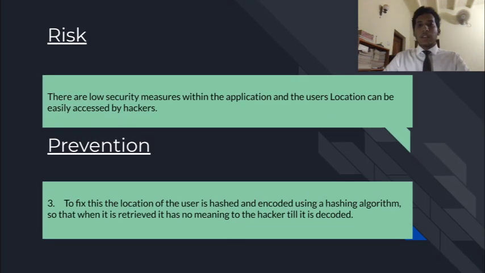The final risk is that there are low security measures within the application, and the user location can be easily accessed by hackers. As a prevention for this issue, the location of the user is hashed and encoded using a hashing algorithm, so that when it is retrieved, it has no meaning to the hacker until it is decoded. These algorithms can be done by number theory or using prime numbers, or by running ASCII values of the data through a personal algorithm.